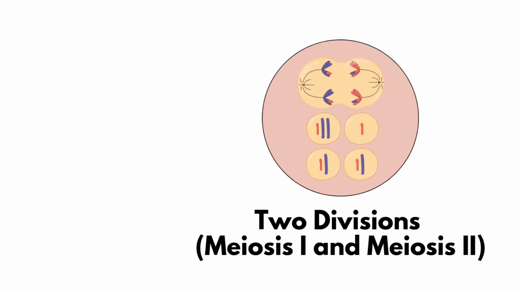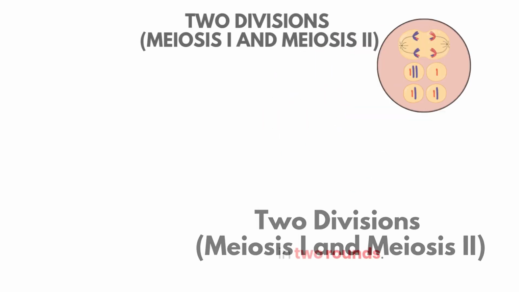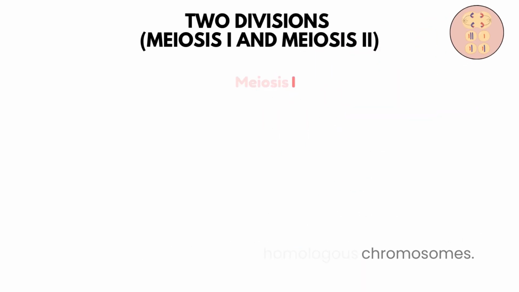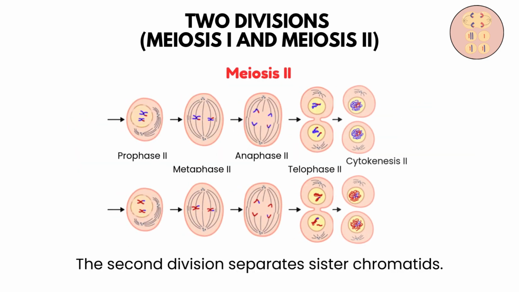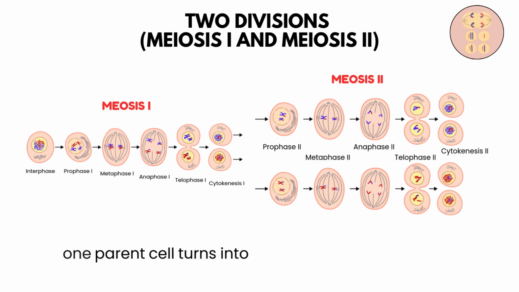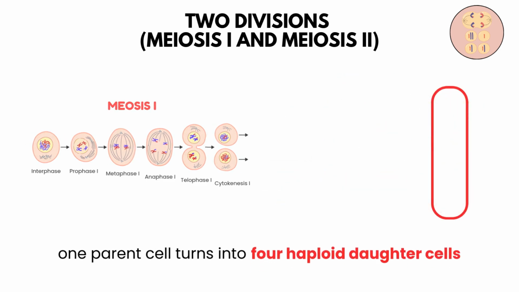Two divisions, meiosis 1 and meiosis 2. Meiosis happens in 2 rounds. The first division separates homologous chromosomes. The second division separates sister chromatids. By the end, one parent cell turns into 4 haploid daughter cells.